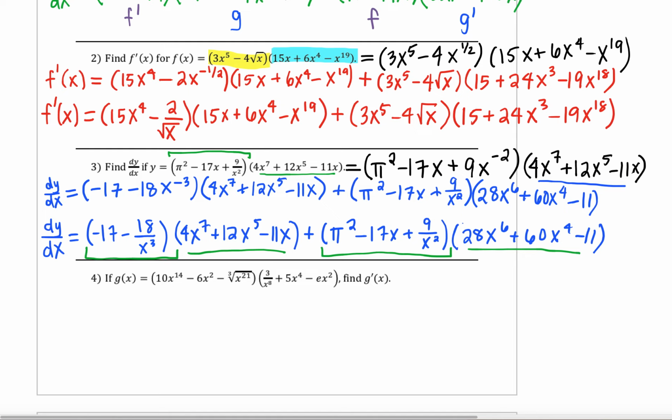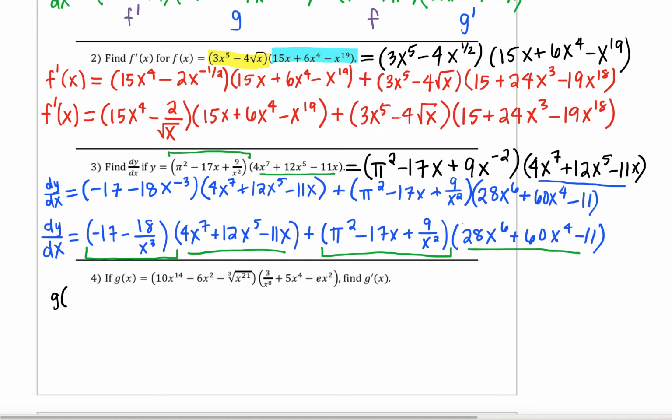Here, g of x is going to be 10x to the 14th minus 6x squared minus the cube root of x to the 21st, times 3 over x to the 8th plus 5x to the 4th minus e times x squared. And we want to go ahead and find g prime. Now, in order to use the product rule here, I'm going to need to take each derivative individually, and some of these terms I'm going to need to rewrite before I can use the power rule on them.